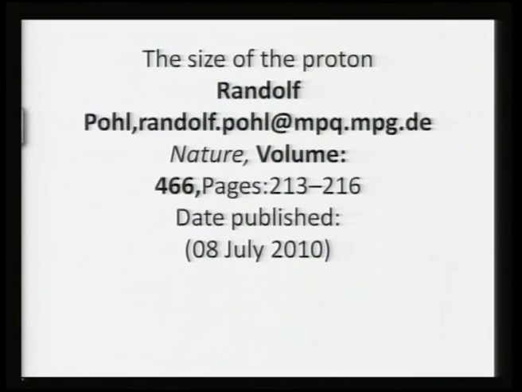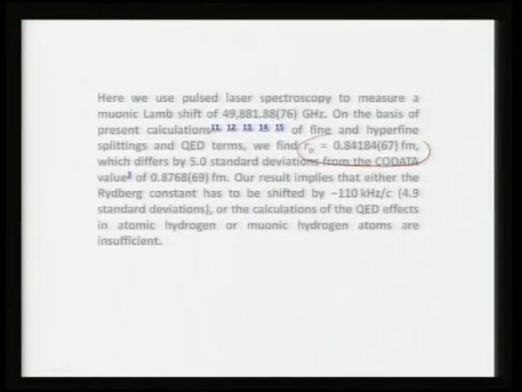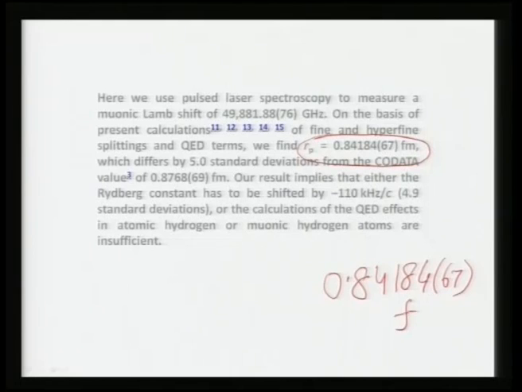And what they have gotten as the result, the method was to send a muon inside that nucleus, and with the muon going into that, finding the energy difference between 2p and 2s, they have done that, and the size that they find, the charge distribution they find is 0.84, can you see that, 0.84184(67) femtometers. What is the 67 here?